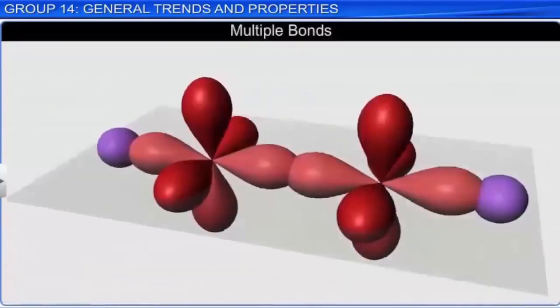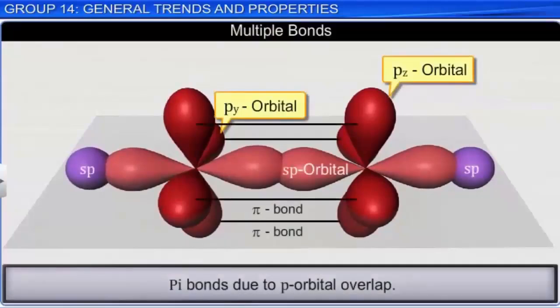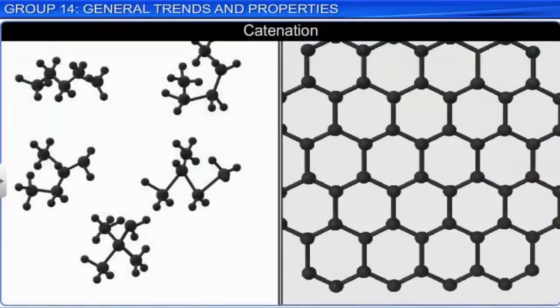These multiple bonds are pi bonds caused by the sideways overlapping of the p orbitals. Because of their larger orbitals, the heavier atoms in group 14 do not overlap effectively, and so do not exhibit this type of pi bonding. Another notable property of carbon is its tendency to covalently link with other carbon atoms to form chains and rings. This is called catenation. The carbon-carbon bonds are very strong.